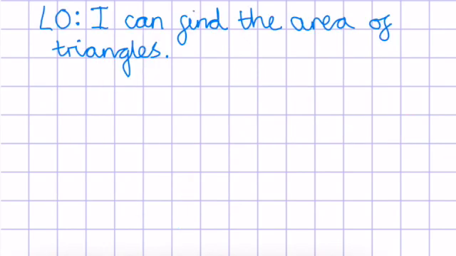So next, I'm going to show you what you're going to write down in your books if you are doing this as a home learning task. So first off, you are going to write the LO, which is I can find the area of triangles. So hit pause while you write that down. LO, I can find the area of triangles. Okay, so we're going to write the following in our books.